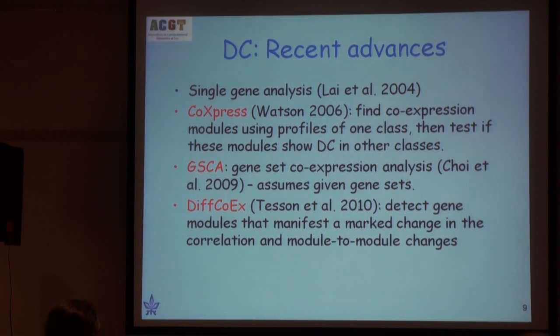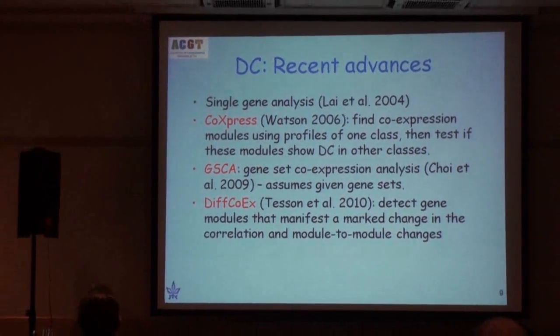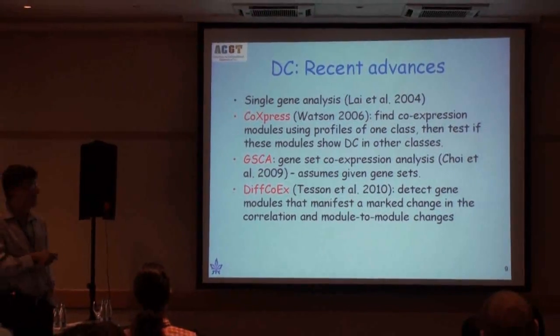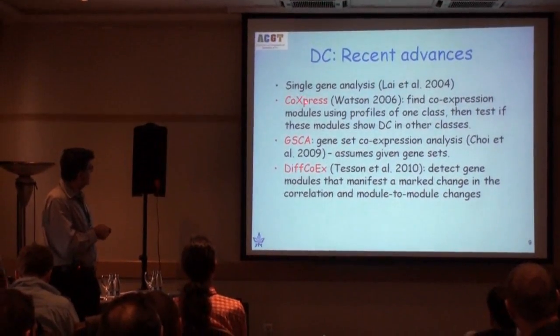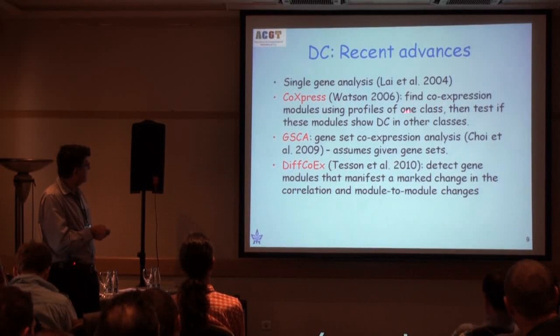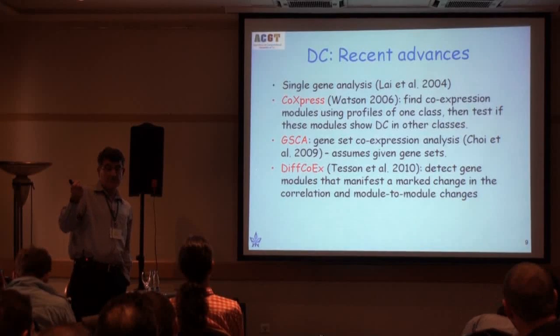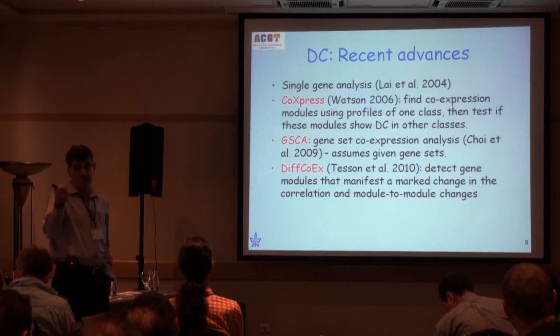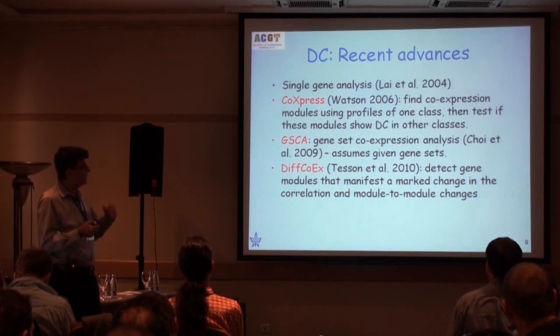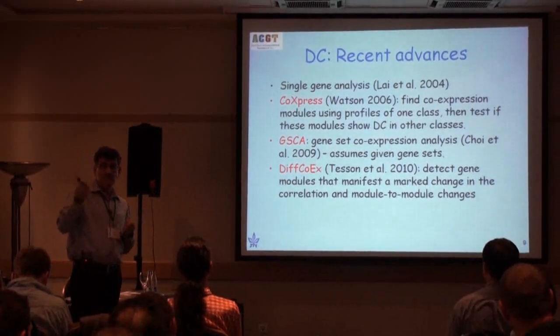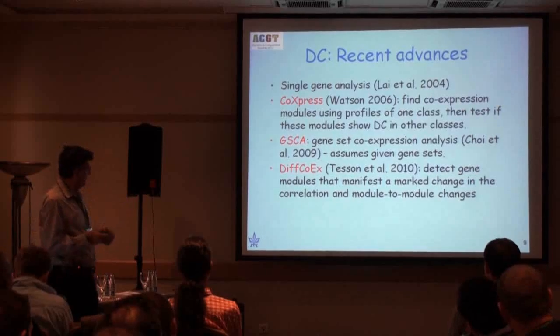Okay, so differential correlation has been discussed in recent years. First in analysis of single genes, later on in finding modules using a profile of one class, so actually using a clustering algorithm to find a module in one class, and then testing if there is a differential expression in the other. So find a set in one class and test it on the other.